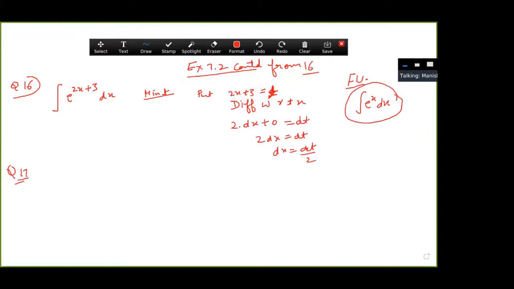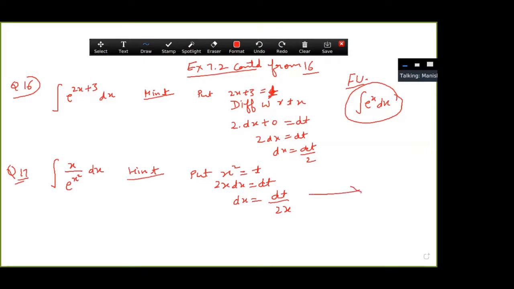Integrate the function x upon e to the power x square with respect to x. Here the hint is: put x square is equal to t. This gives 2x dx is equal to dt, and dx is equal to dt upon 2x. Now you can do the question. It is converted into the standard form after substituting x square is equal to t. Now complete it, proceed.